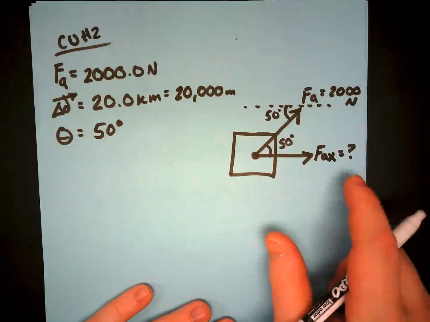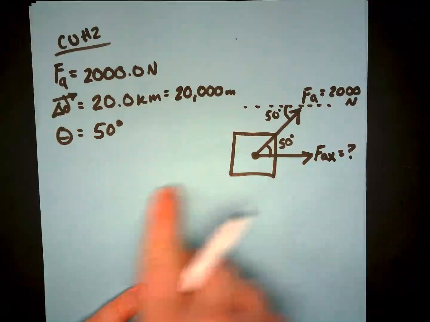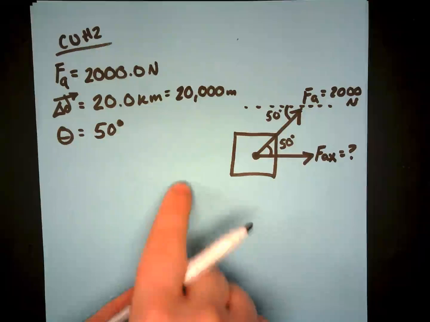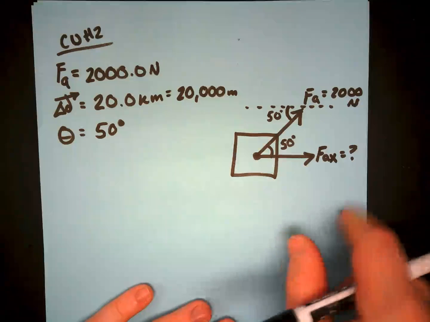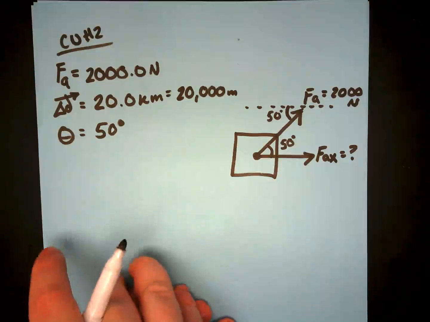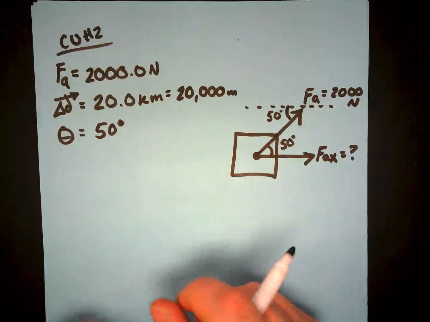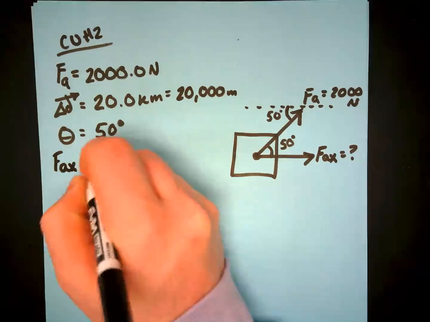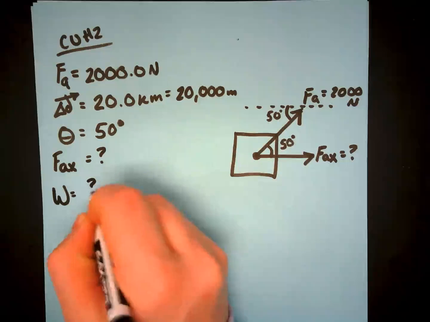So why do we have to find that? Well, remember, we have to find this because we're traveling horizontally. We're not traveling diagonally. So we have to make sure that we find the horizontal force so that we can then apply it to the distance traveled to find out how much work was done. Okay, so we need to find a couple things. We need to find horizontal force, and then we need to find the work.